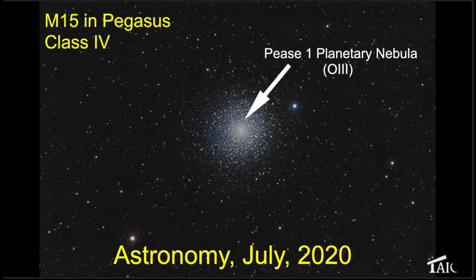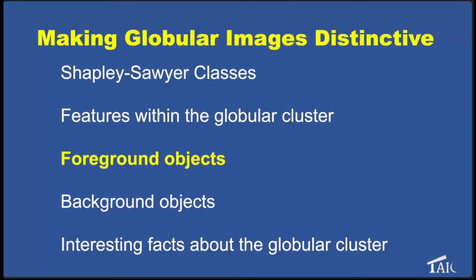So this is the one instance in which I used narrowband. I got some oxygen 3 data, and I mapped that to the teal color and then added it to the LRGB image of the globular cluster. So here you can image a planetary nebula within a globular cluster. So we can also focus on foreground objects to make our images of globular clusters distinct.